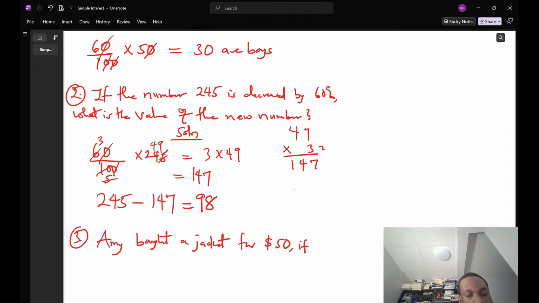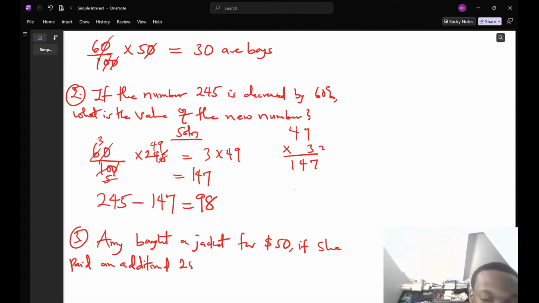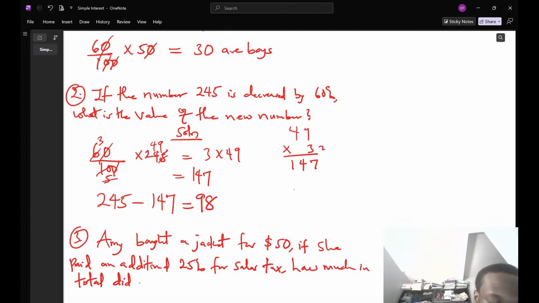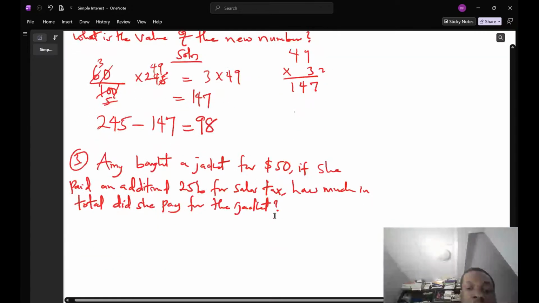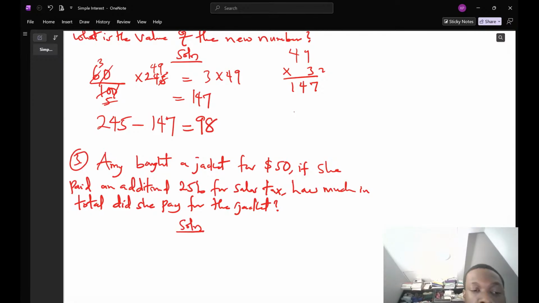Yes, ma'am. So it says Amy bought a jacket for $50, and she paid an additional 25% for sales tax. How much in total did she pay for the jacket? Okay, Amy bought a jacket for $50. She paid an additional 25% for sales tax. How much in total did she pay for the jacket?